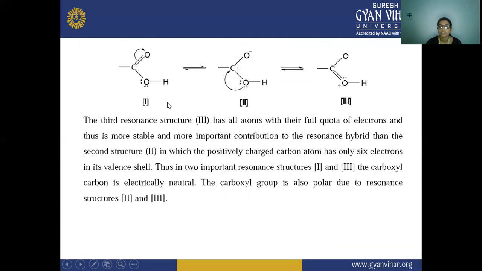And the resonating structures of this are here. The third is a resonating structure in which all the atoms have a full quota of electrons, and the first is the most stable form. The second is positively charged, and the carbon is positively charged, having only 6 electrons in its valence shell. So the important resonance structures are the first and second, which are electrically neutral. And this carboxyl group is also polar due to the resonance structures, the second and the third.